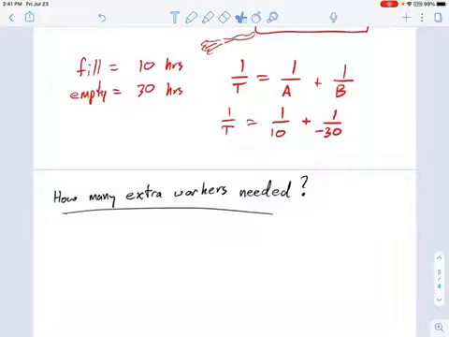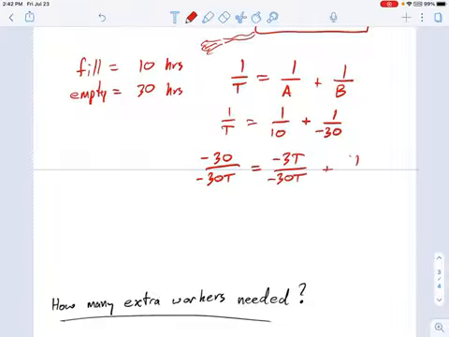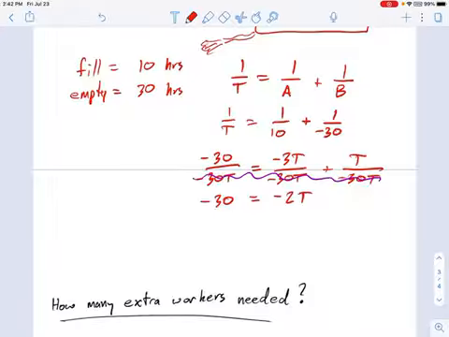It's negative work. And now you would go through and solve that problem, probably finding a common denominator, negative 30t. So we're going to say negative 30 over negative 30t equals negative 3t over negative 30t plus t over negative 30t. Okay, negative 30t was my common denominator. And now I cross everything out the way we've done before. And what's left? Well, we have negative 30 equals negative 3 plus 1. That makes negative 2t. So t equals 15 hours.